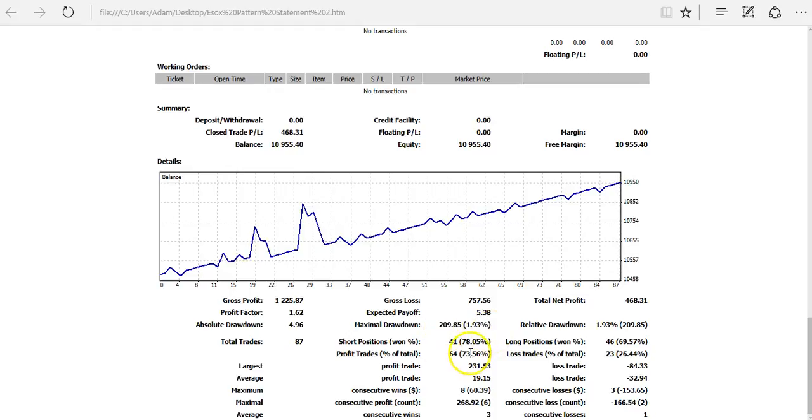So we had a short winning percentage of 78.05% and a long win percentage of 69.57%, and that brought us to a profitable trade percentage of 73.56%. So once again, very, very good. These figures down here I've gone through in previous videos, but I'll just do a quick recap. We know that with 4 out of the 5 pairs this program trades, our average winning trade is smaller than our average losing trade. But that is brought back by the fact that we've got such a high winning percentage.